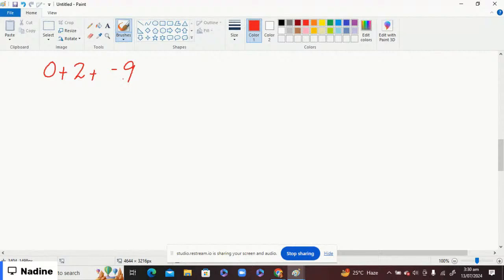Okay. So now which sign? First of all, let's solve the signs. 0 plus 2 as it is here. So 0 plus 2. There is one plus sign, one minus sign. As we already explained, this becomes minus. So 0 plus 2 is 2 minus 9. Now there is one plus, one minus, so it means a simple subtraction. So 2 out of 9 is 7.